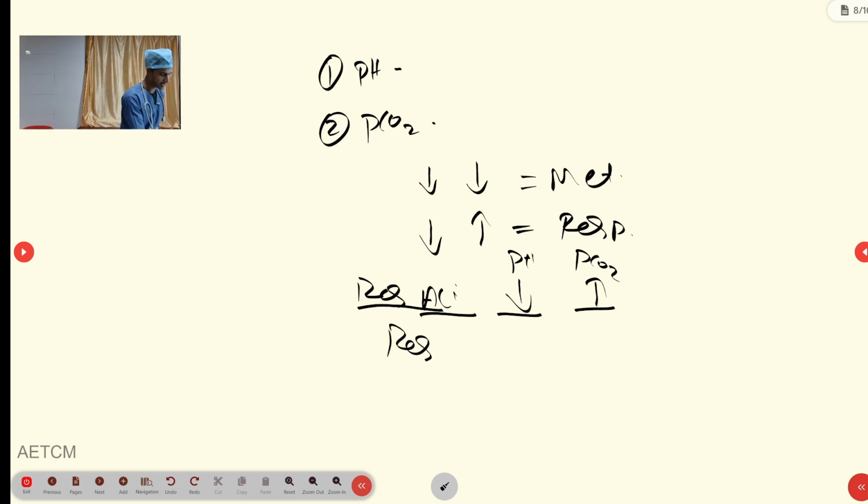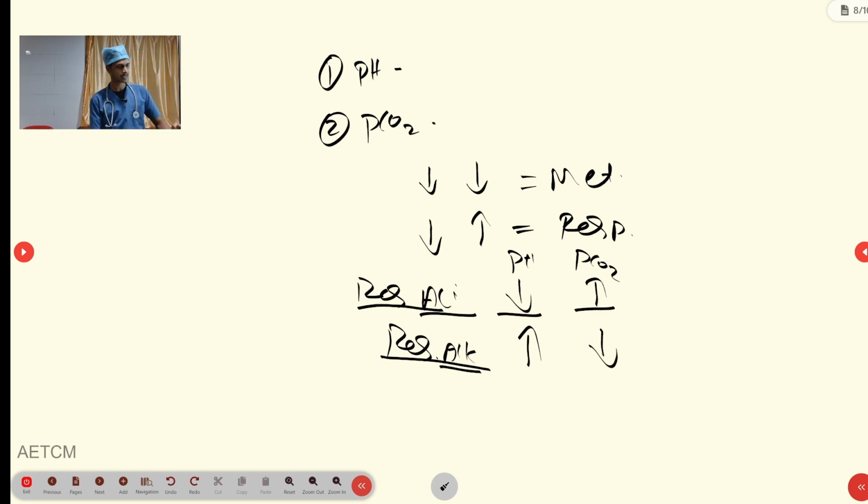For example, take respiratory alkalosis. See the pH first, what will happen to your pH? Alkalosis means the pH builds up to more than 7.45. What will happen when respiratory alkalosis happens? There is an increased carbon dioxide elimination.